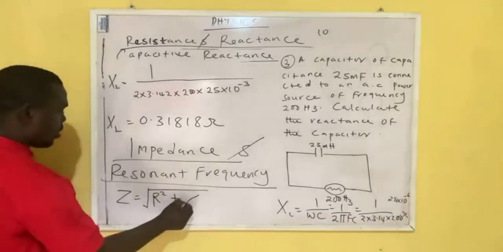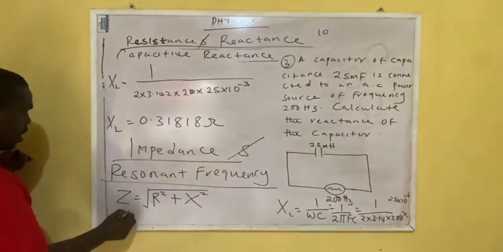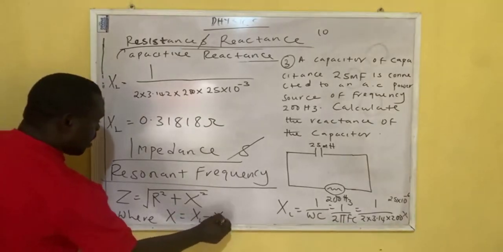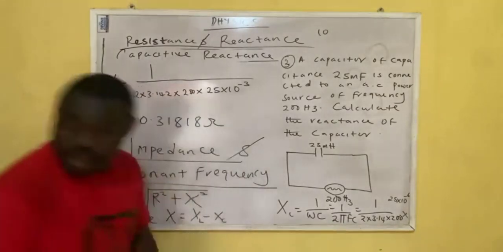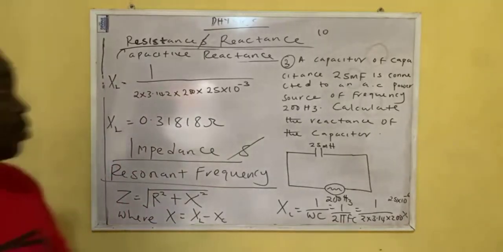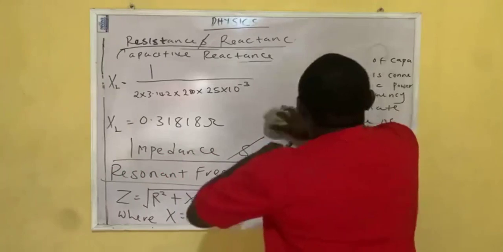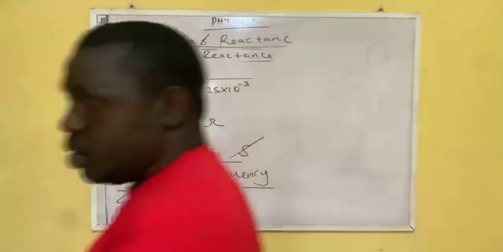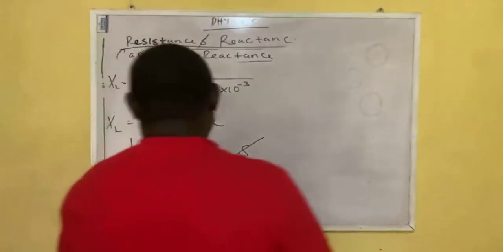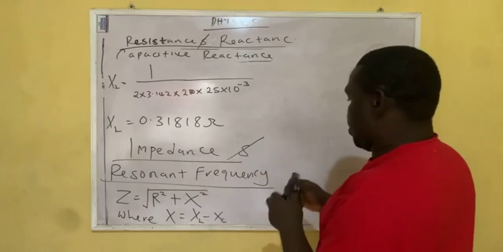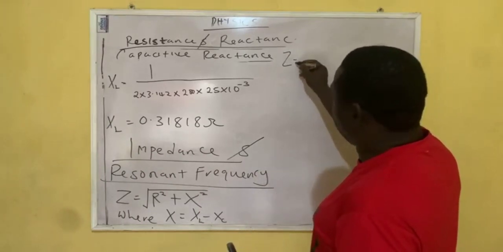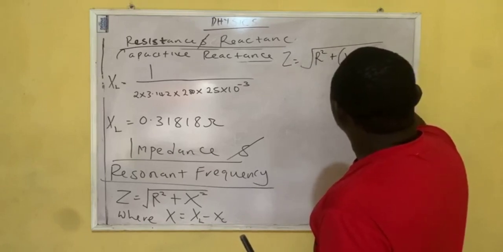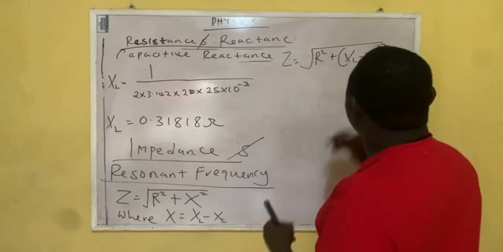This is your impedance. So where your X equals your XL minus your XC. So if I am doing that correctly, we can say that our impedance Z is equal to the square root of R squared plus (XL minus XC) all squared.